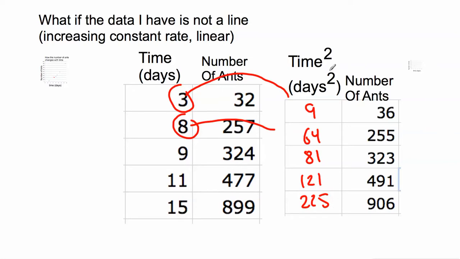And then we have a new data table where the data has been squared. And as you're going to see, that's going to make our graph linearized. Let me erase these lines here.